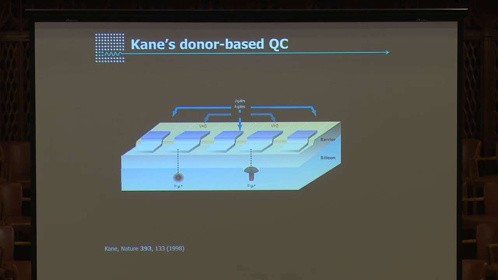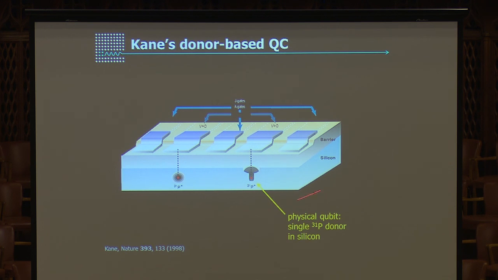So the original idea for this line of research came, in fact, from the University of New South Wales in 1998, where Bruce Kane was based when he wrote this seminal paper, where he proposed to use single donors in silicon to build quantum computers. So this is a cartoon that was published alongside the paper in 1998 and already contains all the ingredients that you need to build a quantum computer. So I'm basically going to go through them one by one through my talk and show you how we have built all these parts and how we operate them.